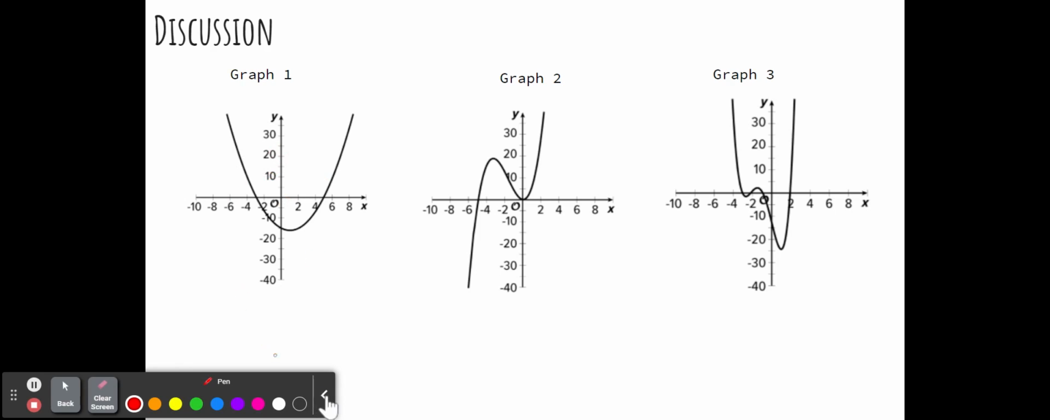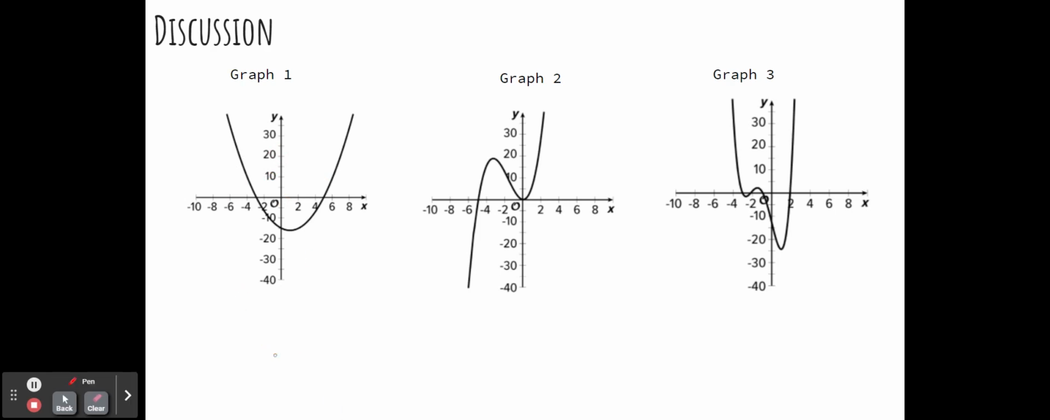All right, so at this point, you can go ahead and move on to activity 3.